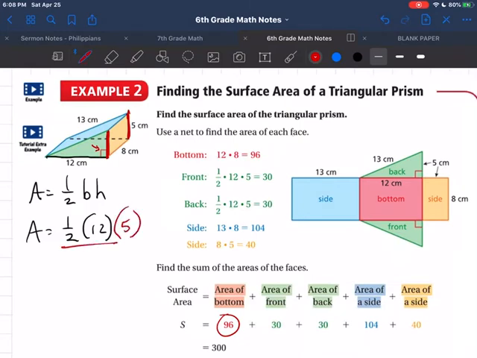So 1/2 of 12 is 6. 6 times 5 is 30, right? So we have 30, but we have two different bases. So I'm going to multiply that by 2. So 96 plus 30 times 2, okay? And now we've got to figure out this guy.